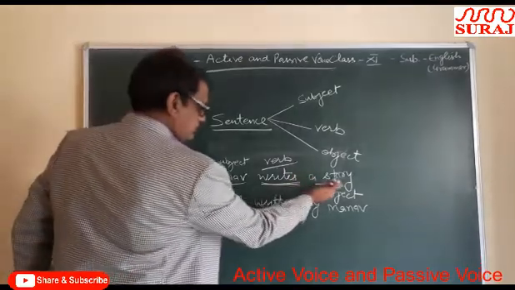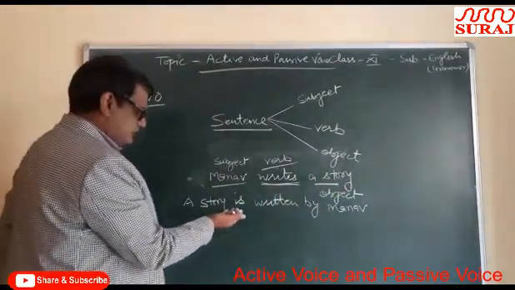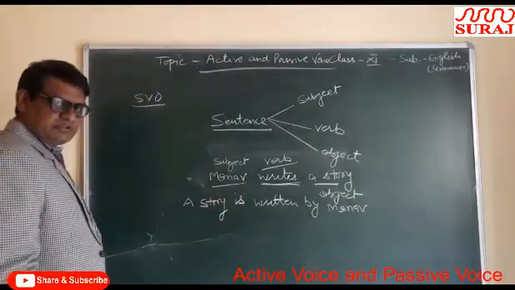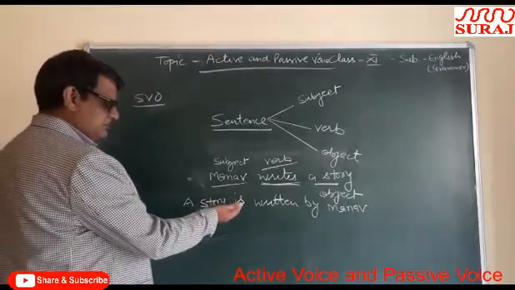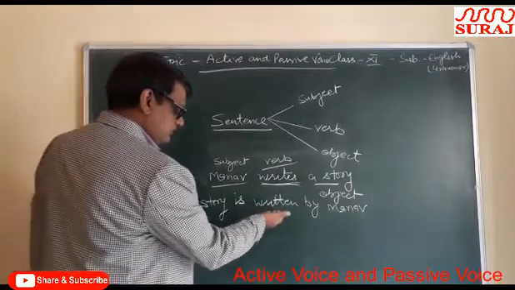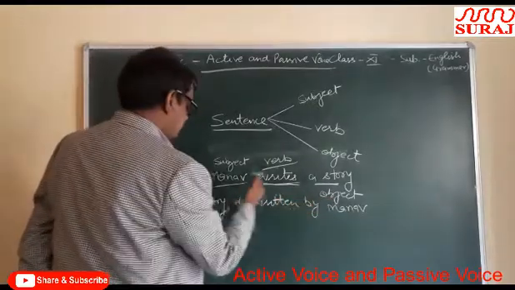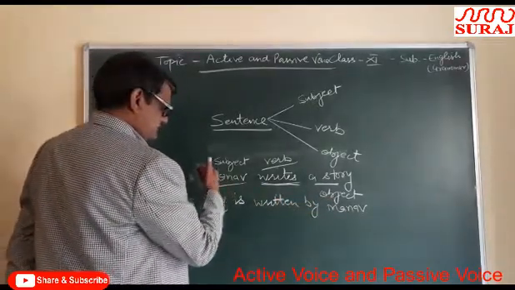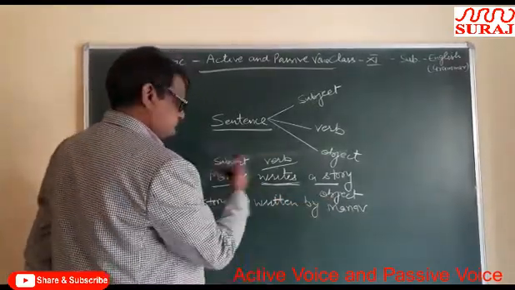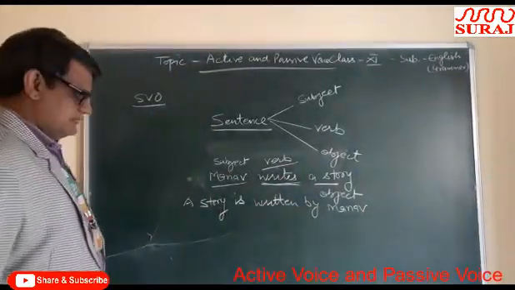So dear students, these three things are very important. First of all, you will change the object into subject. Then you will write the helping verb according to tense. In simple present tense, is, am, are are used while changing into passive form. Then you will use the past participle form of the verb. Then you will write by, and then the subject you will make the object. So a story is written by Manav.